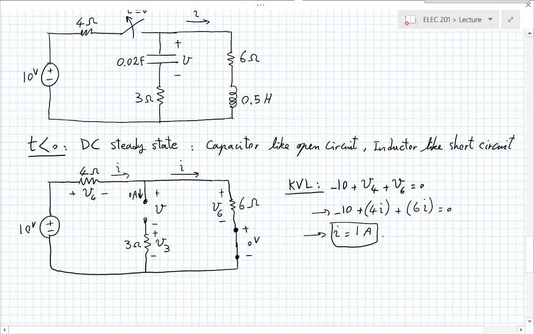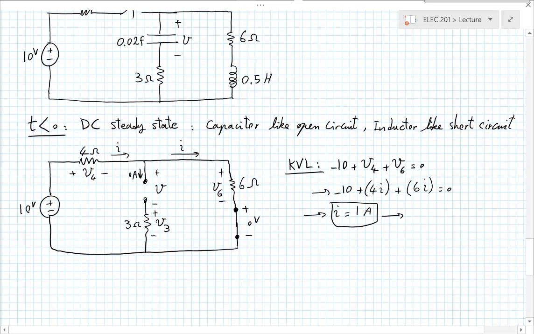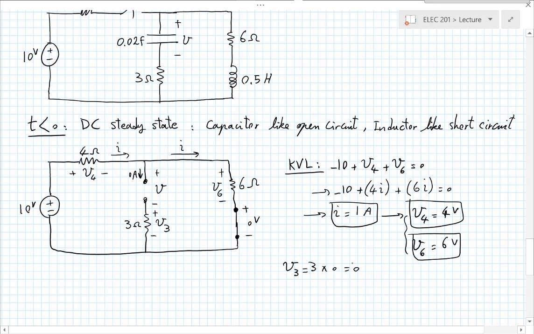And from there then I conclude that, sorry, got distracted. V4 is 4 volts and V6 is 6 volts. And we also know that V3 equals 3 times 0, and that's 0. Okay?